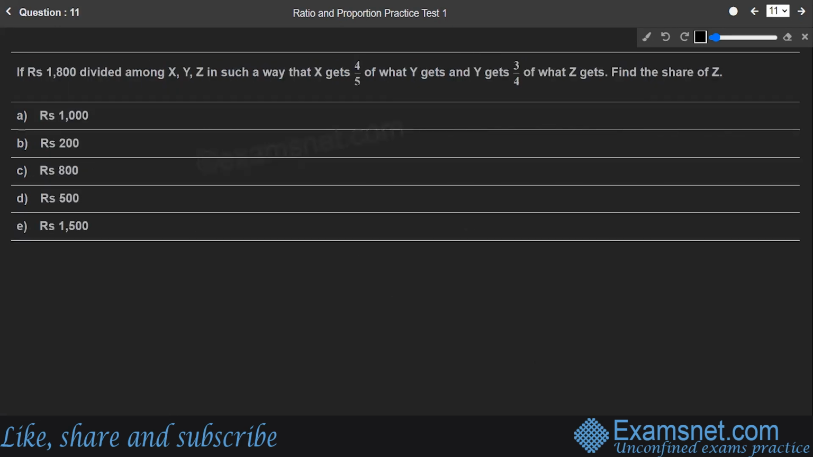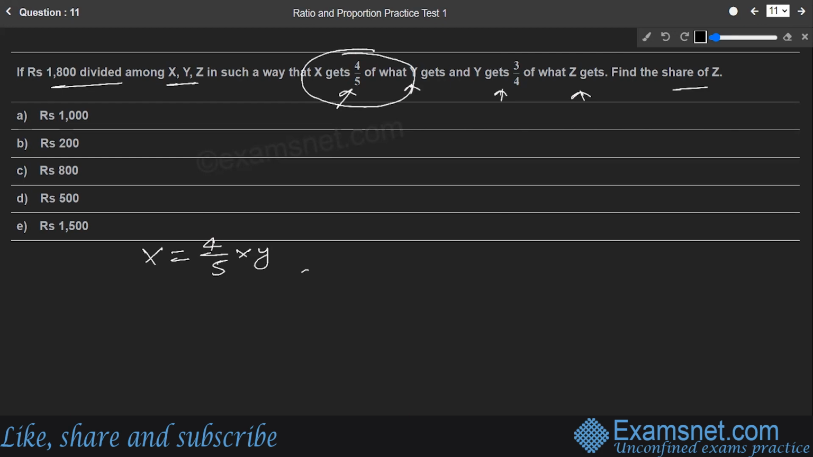Next, 1800 is divided between x, y, and z in such a way that x gets 4 by 5 of what y gets, and y gets 3 by 4 of what z gets. Find the share of z. So let us establish the connection between x, y, and z. The first thing he said was x gets 4 by 5 of what y gets. So we can write x gets 4 by 5 times what y gets. This is the first connection.